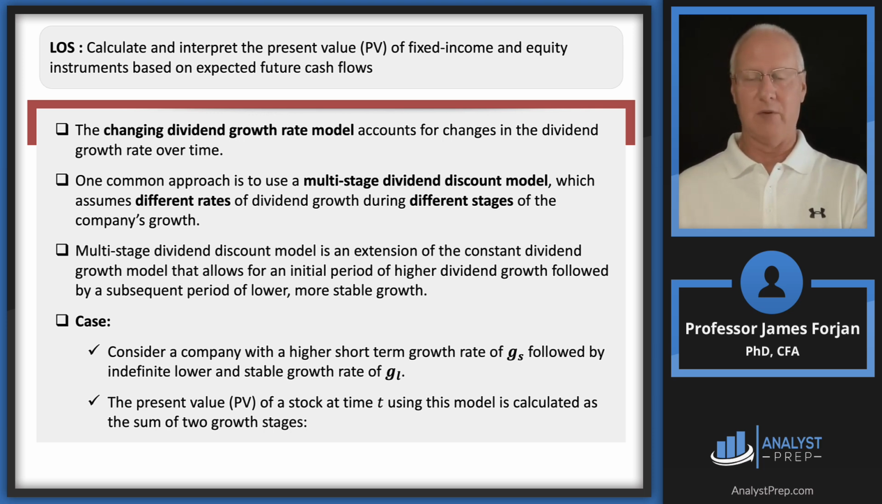So there is the case that I was describing at the bottom. Consider a company with a higher short-term growth rate, noted as g sub S for short-term, followed by an indefinite lower and stable growth rate. So what was that word I just used a few minutes ago? That super high growth rate is not sustainable. And so the Institute is going to use the word stable once that unsustainable growth rate falls to a more stable rate. And so for the present value, all we're going to do is chop the timeline into two parts, the high growth part or the short-term growth part, and then the long-term growth part.